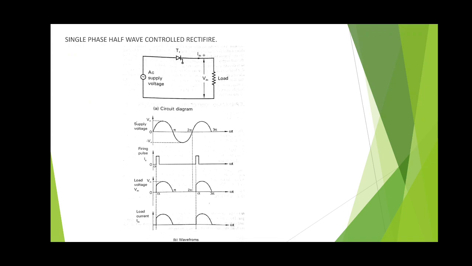In the waveform we see that the first wave represents the supply voltage. Then we know that even if the SCR is forward biased, it will not go into conduction till a triggering pulse is applied. So firing pulses are denoted in the second waveform. The third wave indicates the load voltage and the fourth wave indicates the load current. So these are the circuit diagram and the waveform. So let us understand the working.